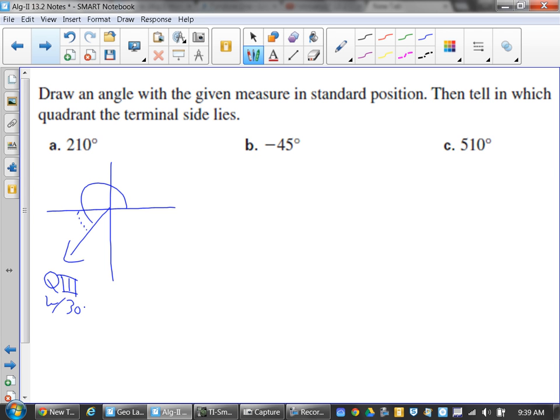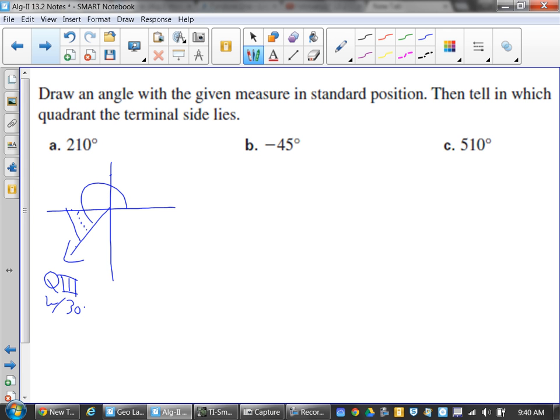Well, if this is coming around, here's 90, 180, 210. When you go 210, you go past 180 degrees. How much past did you go? 30. How far is that terminal side off of 180? It's 30 degrees off. It's not on an axis. Otherwise it's a quadrantal angle. And I'll show you that here in a second.